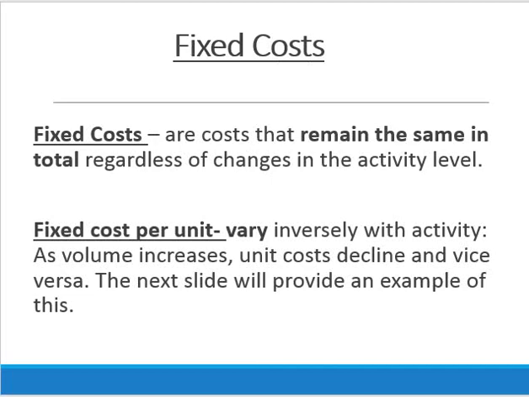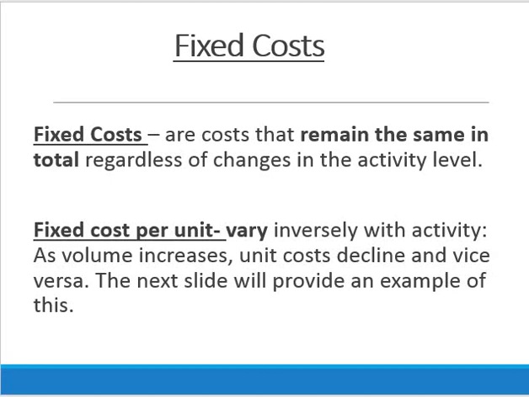Okay, fixed costs first. Fixed costs are the costs that remain the same in total regardless of changes in the activity level. So if you're paying $50,000 for rent per month, that $50,000 is fixed every month. You're going to pay a fixed $50,000.